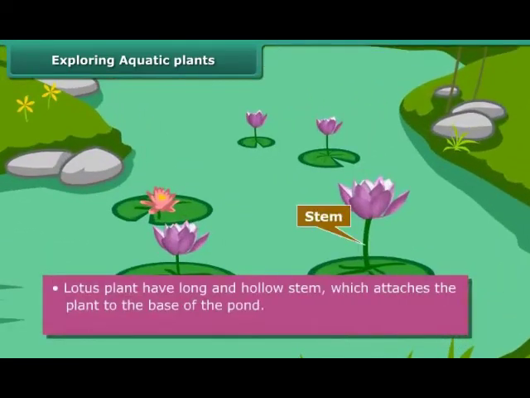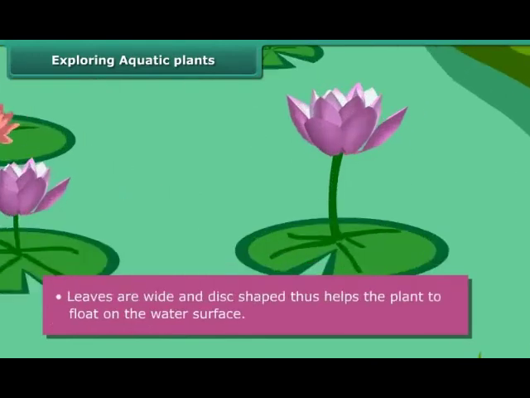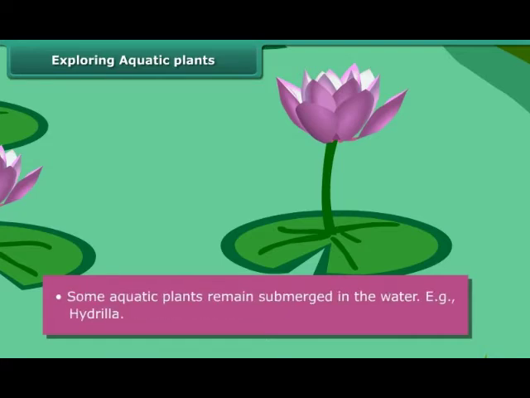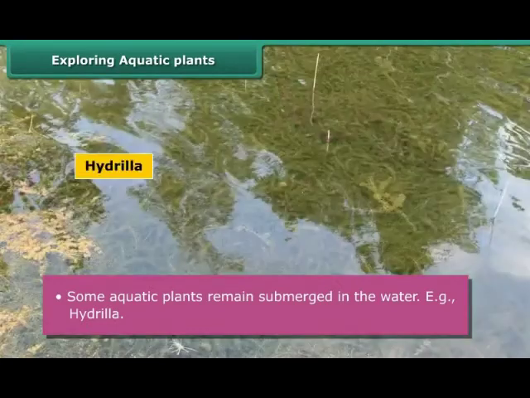These plants show various adaptations to live in water. Lotus plants have a long and hollow stem, which attaches the plant to the base of the pond. Roots are short. Leaves are wide and disc-shaped, which helps the plant to float on the water surface. Some aquatic plants remain submerged in the water. For example, hydrilla.